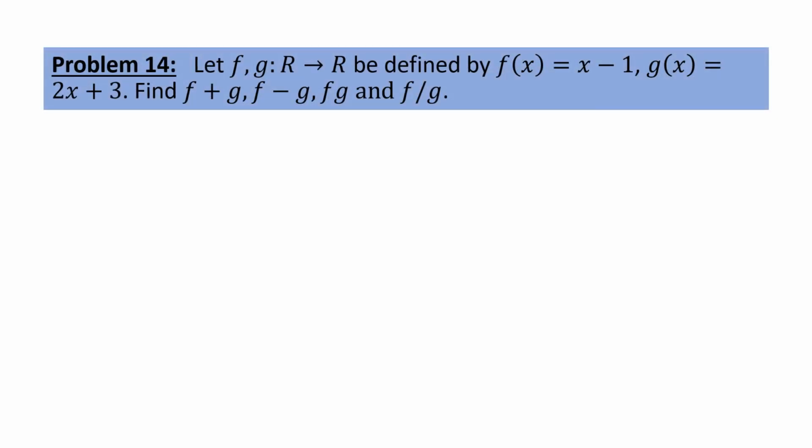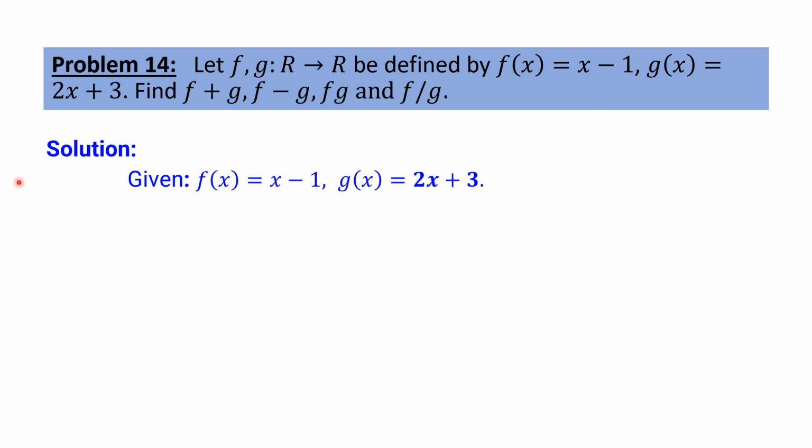In this problem, we are given two functions f and g operating on real values of x, defined by f(x) equals to x minus 1 and g(x) equals to 2x plus 3. We are required to find their addition, their subtraction, their multiplication, and their quotient. So we are given that f(x) is equal to x minus 1 and g(x) is equal to 2x plus 3.